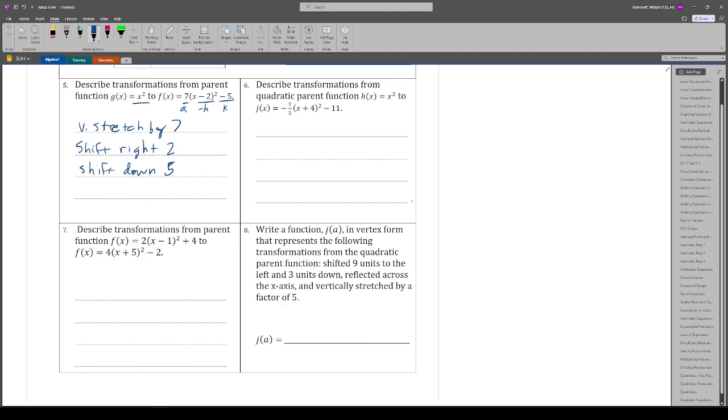If you're confused on anything we did today, go back to yesterday's notes on transformations. That has more detail on all of the information covered here.